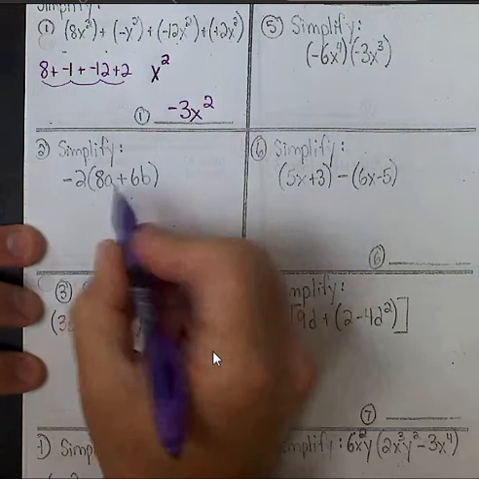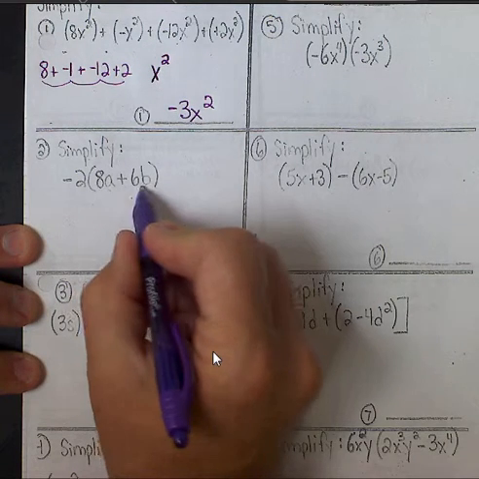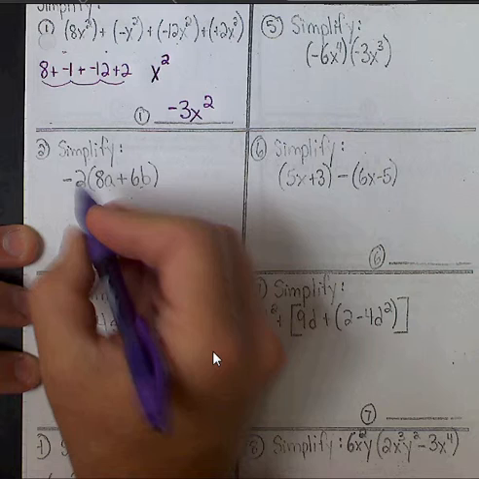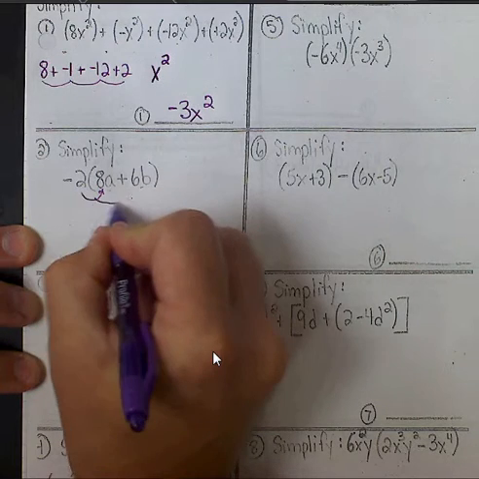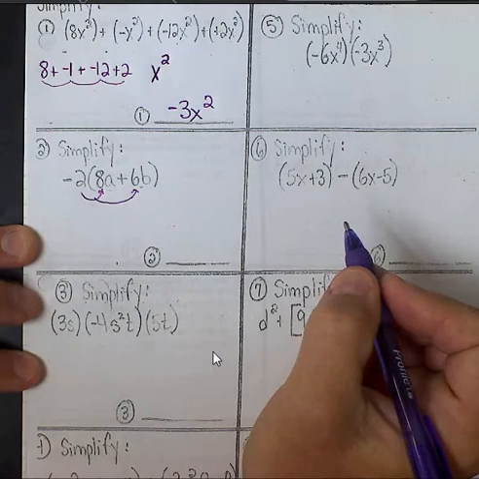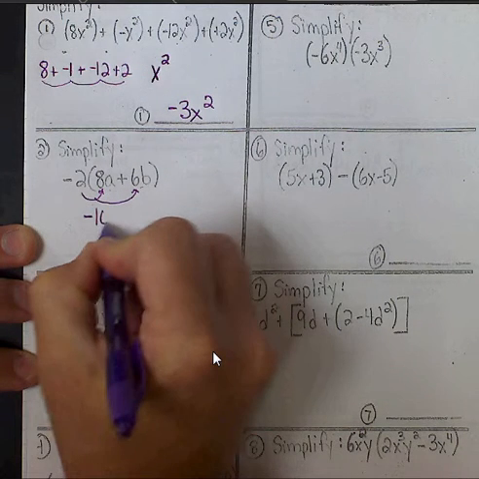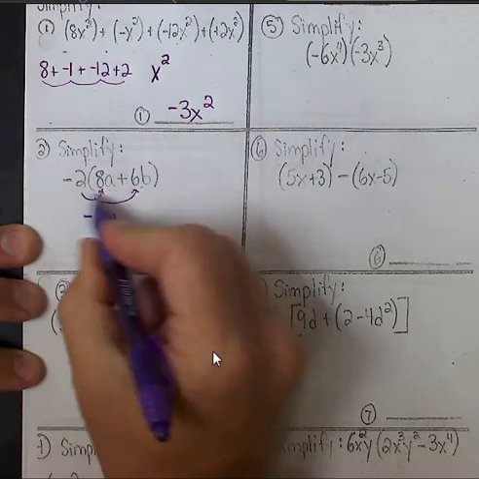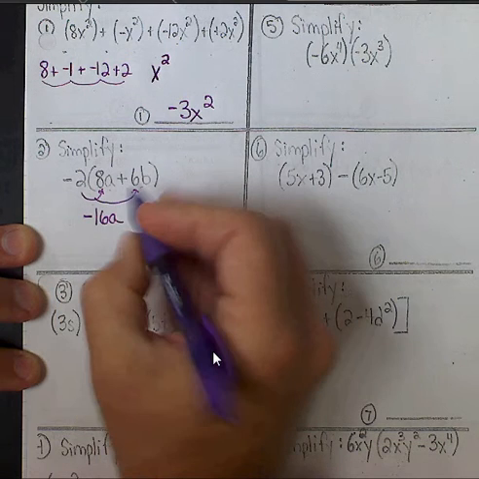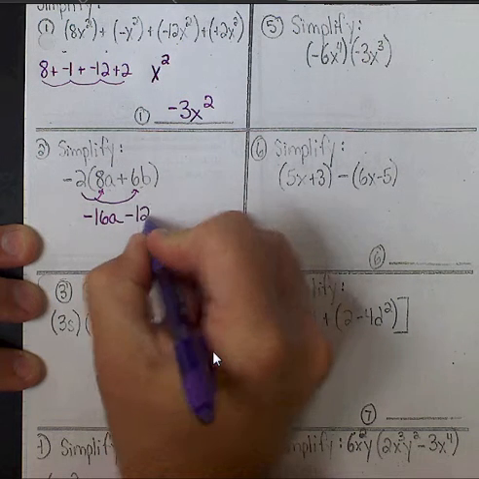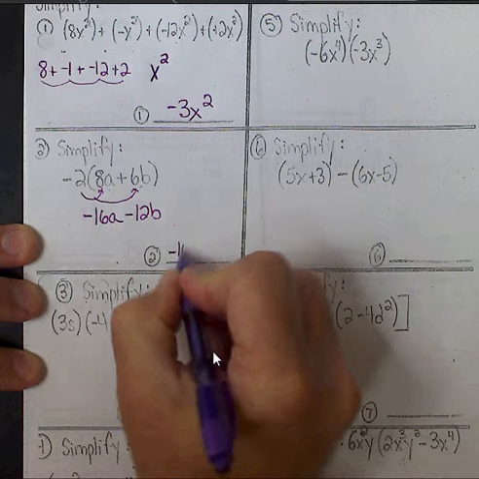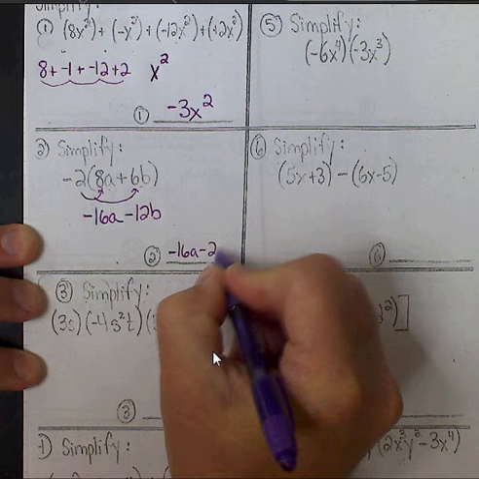Question number 2, we start inside, and I have an 8a and a 6b, but they're unlike terms, so I can't add them. So now I go and I distribute. The number outside is multiplying both pieces inside, so it's a negative 2 times 8a, that's a negative 16a, and then a negative 2 times 6, that's a minus 12b. So the answer, negative 16a minus 12b.